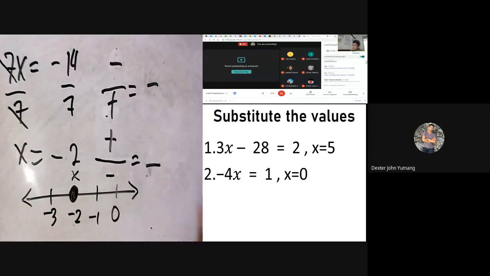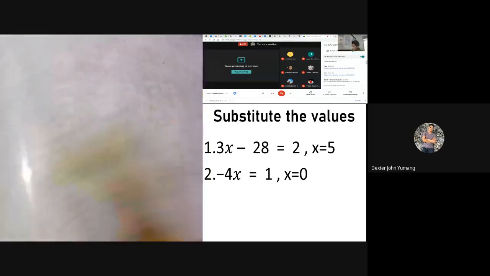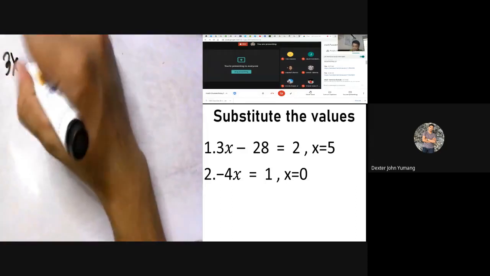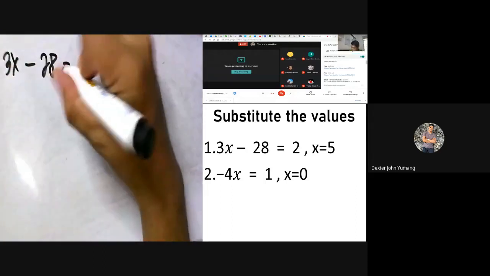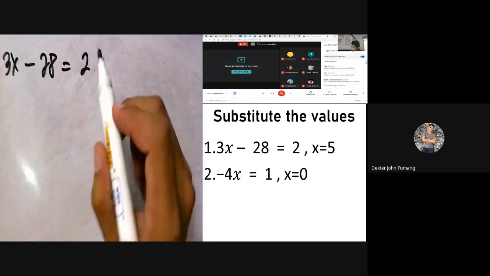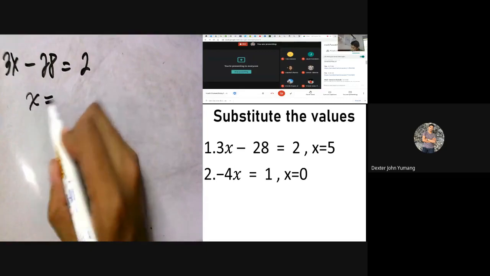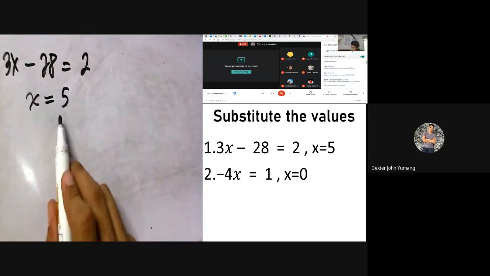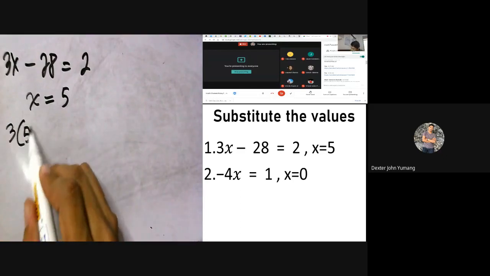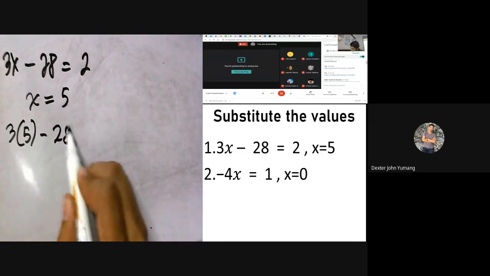Another example is this, substitute the values. Let's focus here on the skill of substitution. We have 3x minus 28 equals 2. That is supposedly the answer, 2. But it says x should be equal to 5. So we replace x with 5. So the 3, then replace x with 5, minus 28 equals 2.